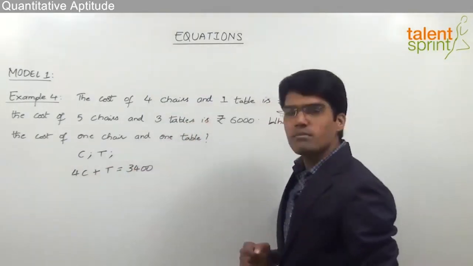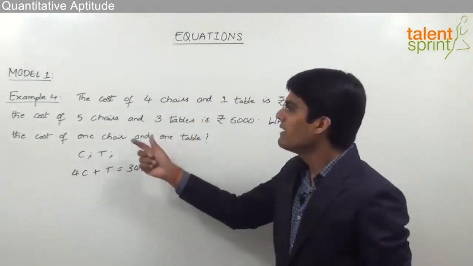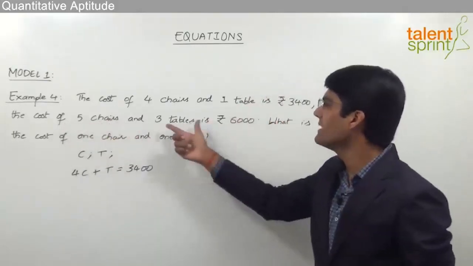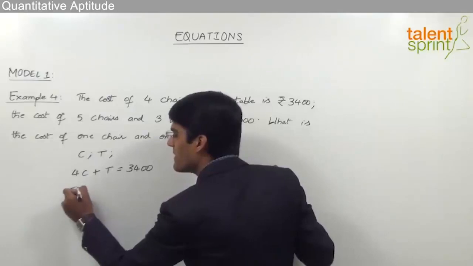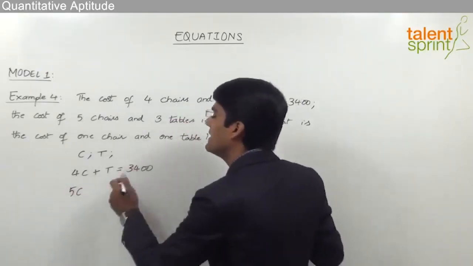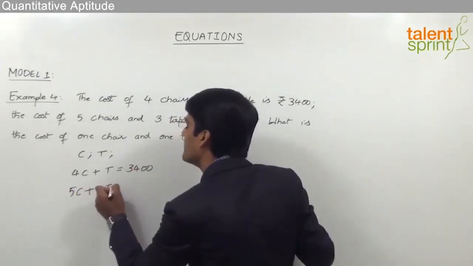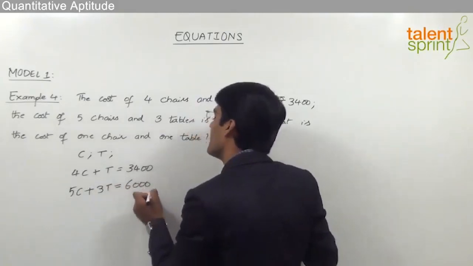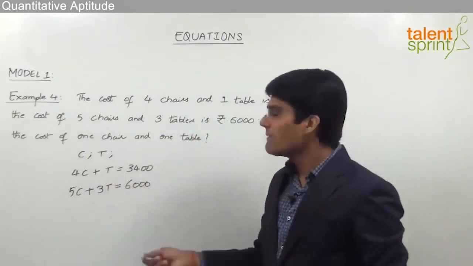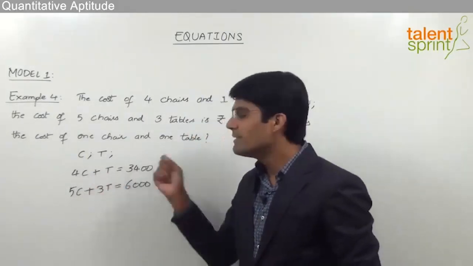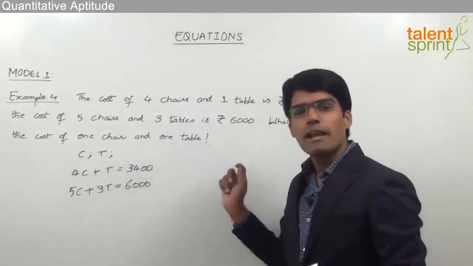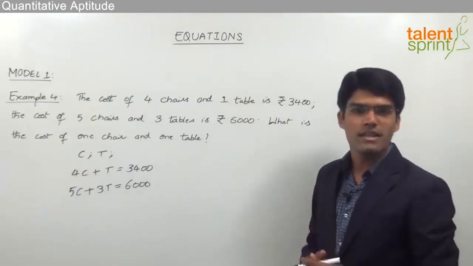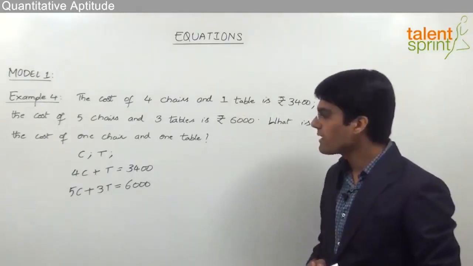And the second equation can be framed from the second statement. That is, cost of 5 chairs and 3 tables is 6,000. So if the cost of each chair is C, cost of 5 chairs would be 5C and 3 tables, that is 3T, will be equal to 6,000. So these are the two equations that we have in two variables, C and T. By solving both the equations here, we can find out what is C and what is T, that is the cost of 1 chair and the cost of 1 table.